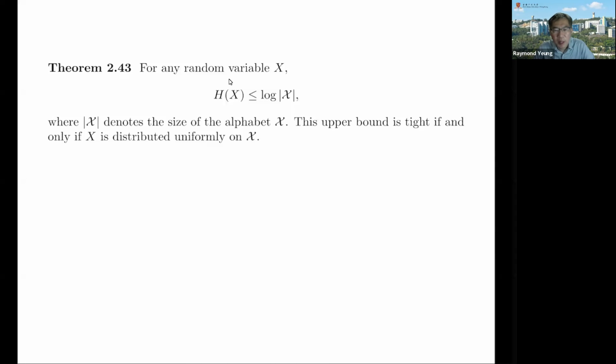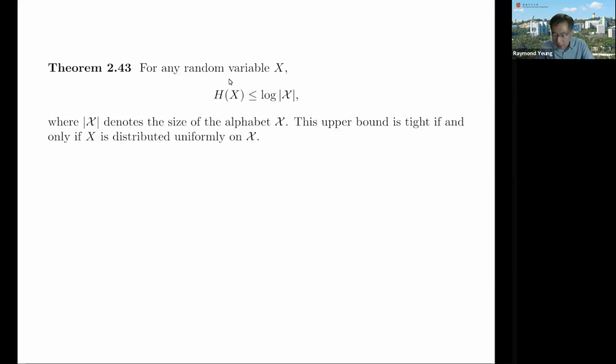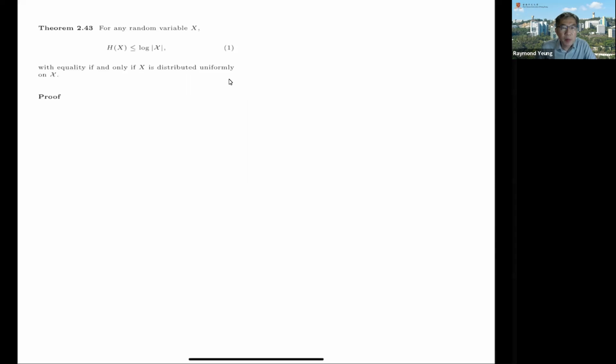It's very elementary. It says that the entropy of any random variable X is upper bounded by the log of the size of the alphabet. And this upper bound is tight only if X is uniformly distributed on the alphabet. And we have seen this for the binary case, where the entropy is maximized when it is a uniform distribution between the two values. Okay, this carries over to a general random variable with a finite alphabet.